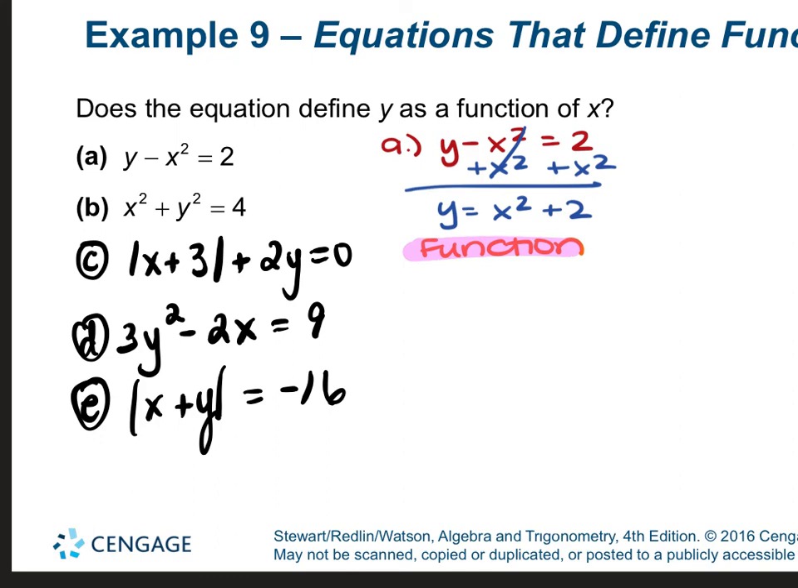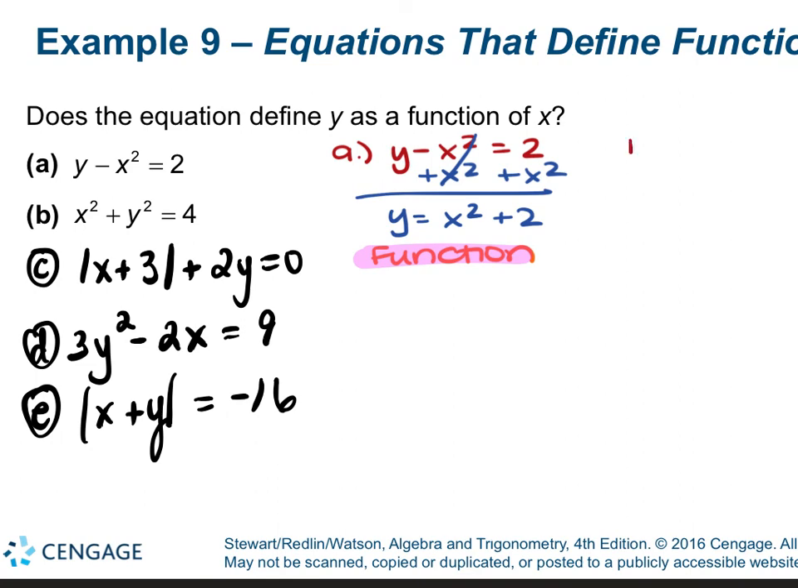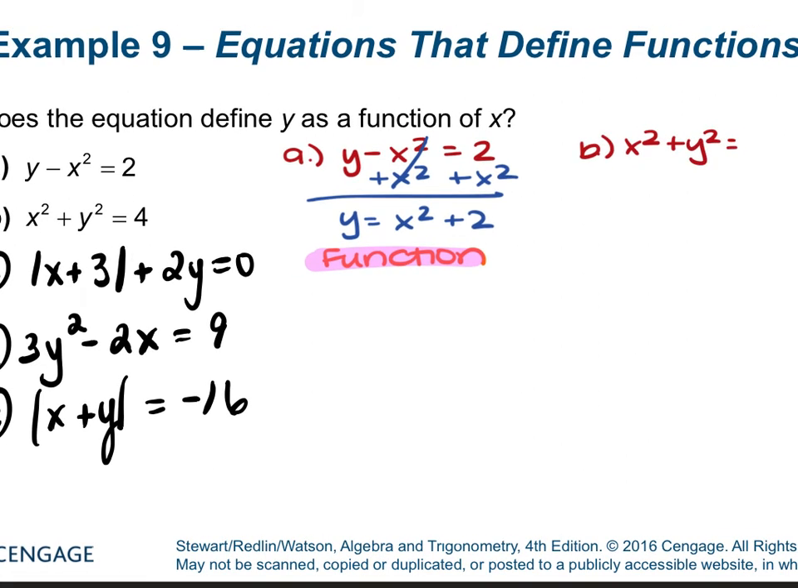For B, we have x squared plus y squared is equal to 4. Because that y has a power that's even, this one is not a function.